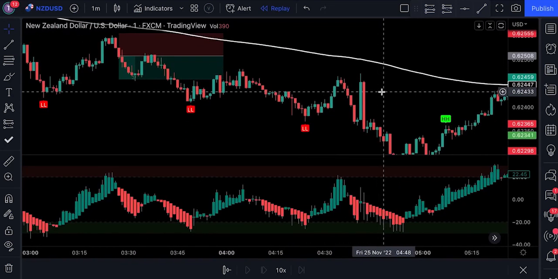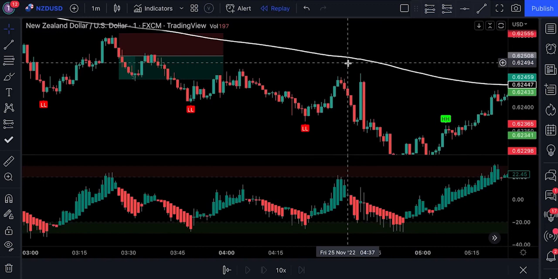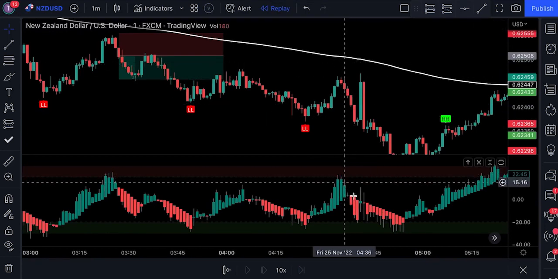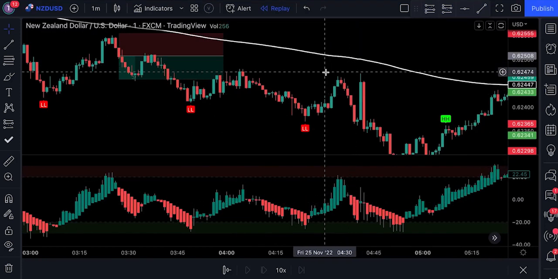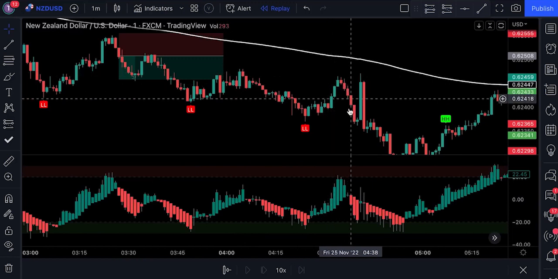Here's another example for a short trade. We see the market is still in a downtrend. The Heikin Ashi RSI touched the red zone. The red candlestick has been formed. The market has not made a higher high by the time the Heikin Ashi issued a signal, and the current candlestick is bearish.